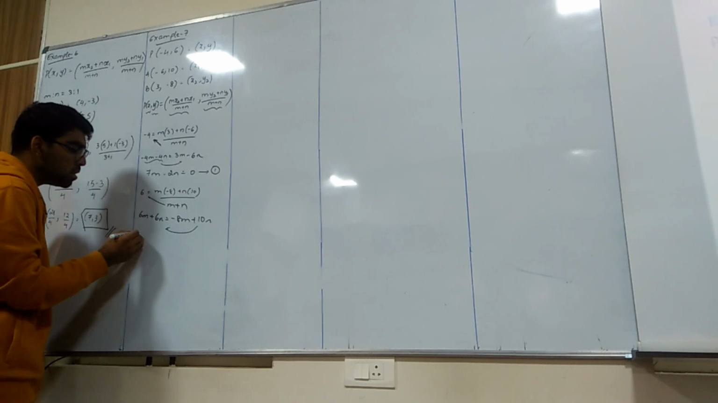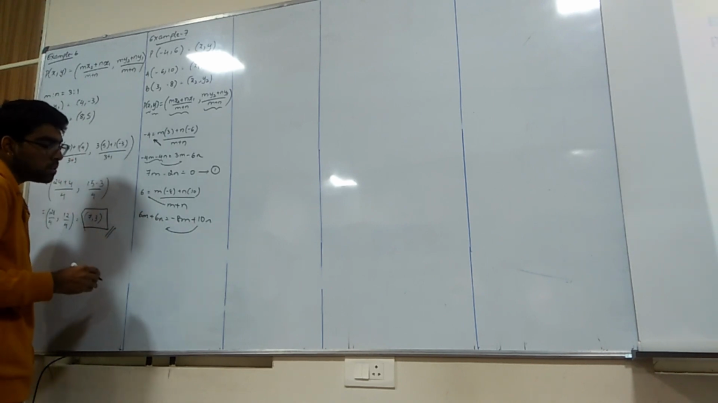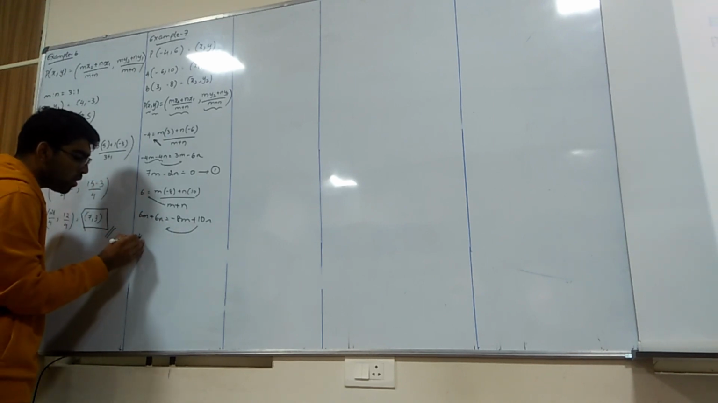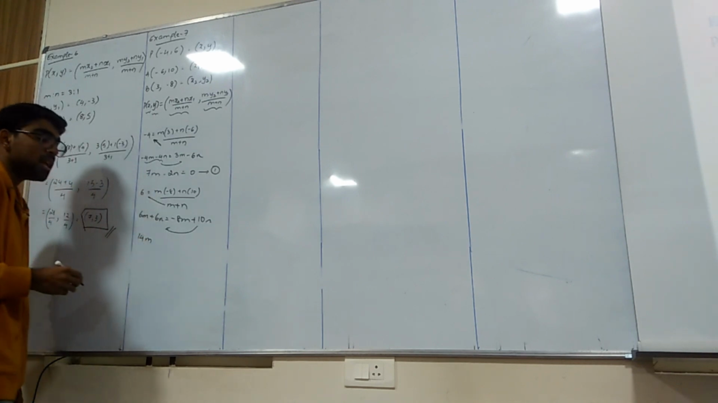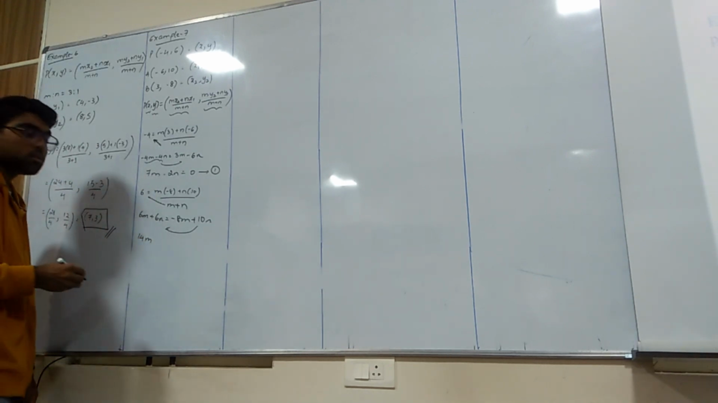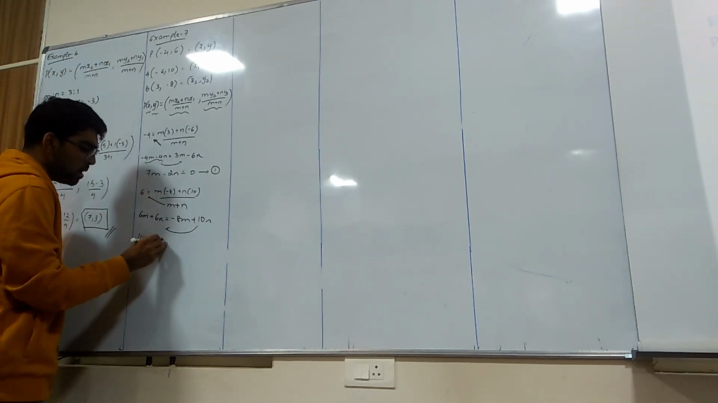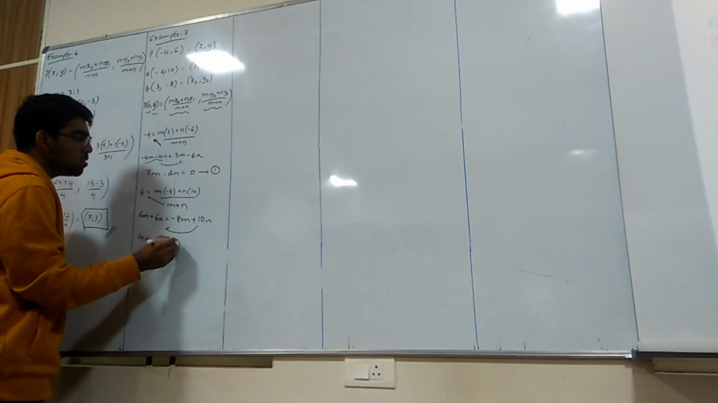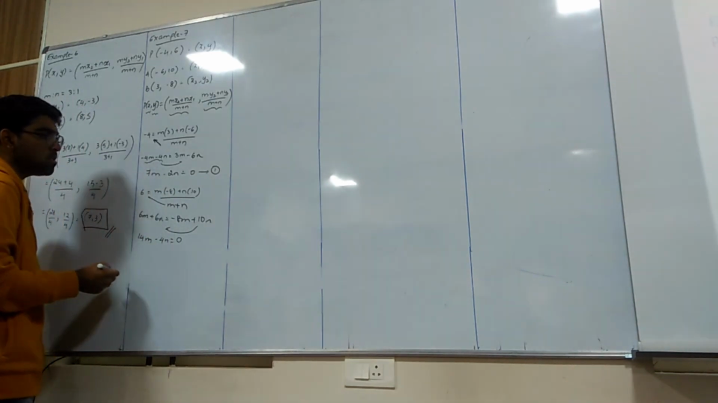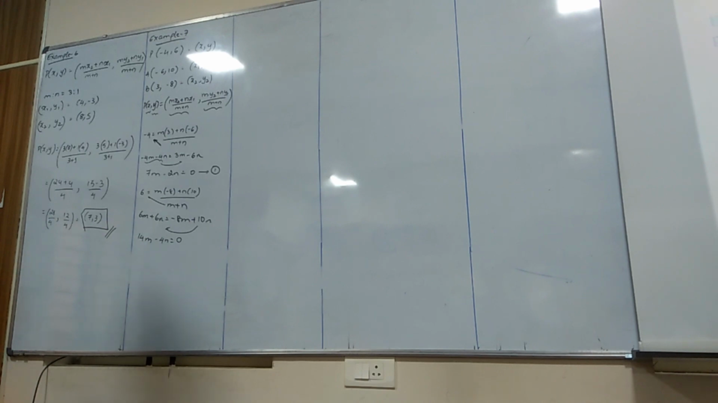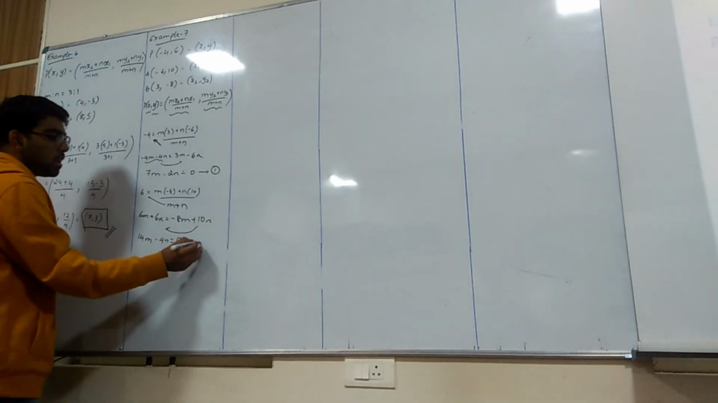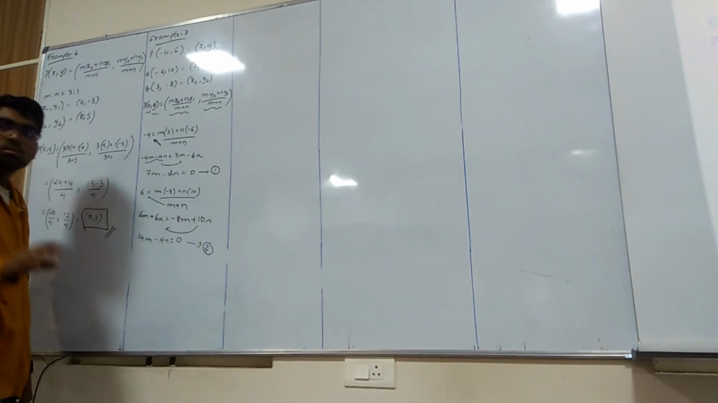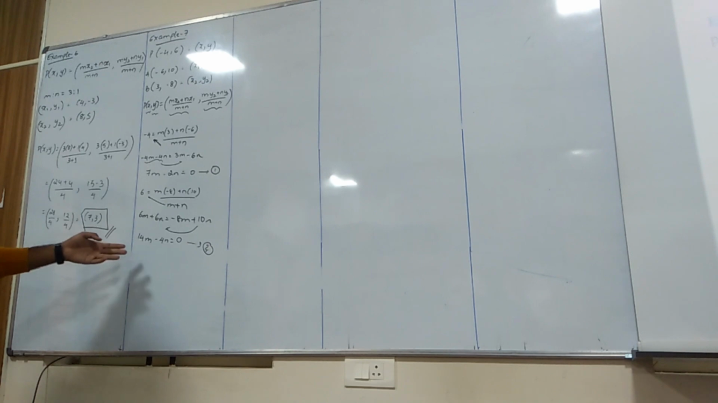Full term. So 6 plus 8, 14m, minus 10 plus 6, minus 4n is equal to 0. How can I write this? Very simple. I will write it as equation 2. Don't worry, both the equations are the same.